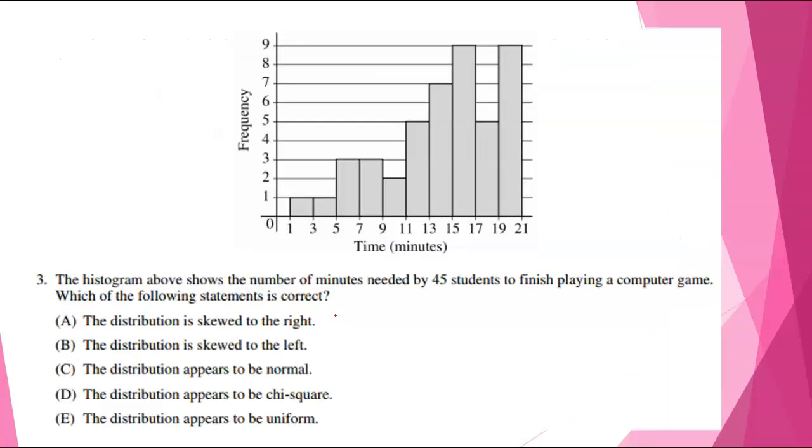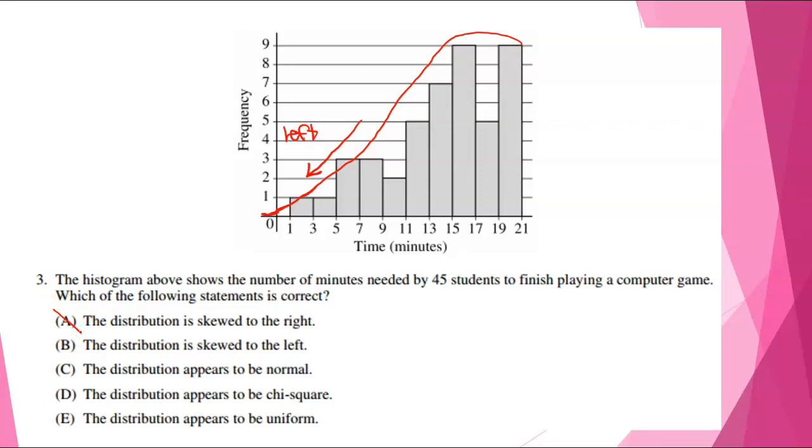If we look at 3, the histogram above shows the number of minutes needed by 45 students to finish playing a computer game. Which of the following statements is correct? The distribution is skewed to the right. Remember, the skew is the direction of the tail. If I was to draw a nice smooth curve over this, my skew is not going to be to the right. My skew on this is going to be to the left. So we know A is not going to be the answer.